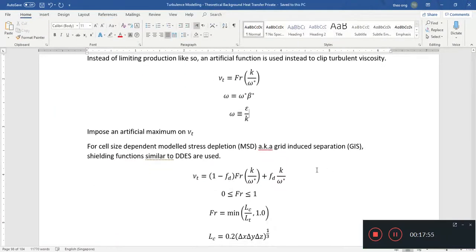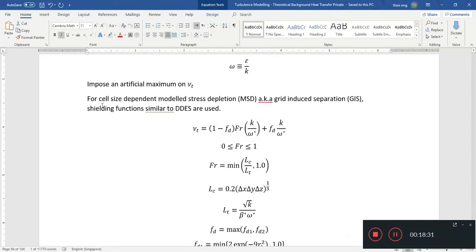So we start from the point that nu_t is some function of k and omega star, where omega is the epsilon, the dissipation rate, over the turbulent kinetic energy, and that's the turbulent frequency. And then f_r is this new weighting function over here. So what does this function look like to cap this nu_t?